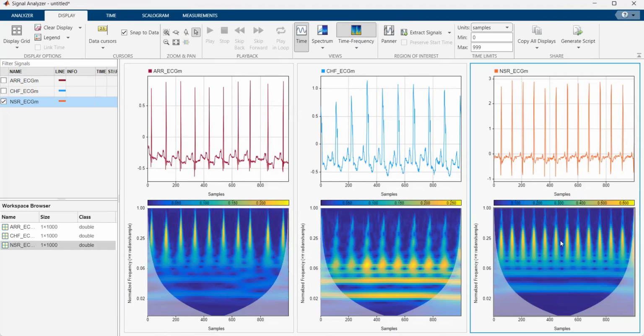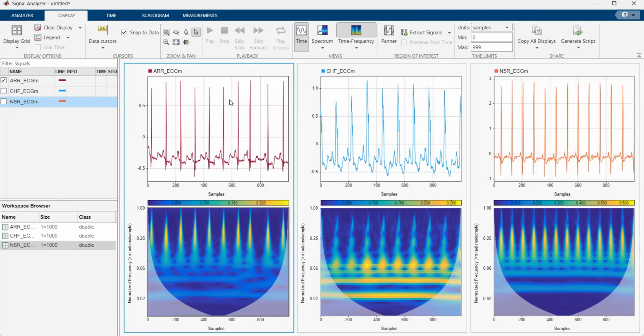So in NSR, we see no abnormality over here. If we look at ARR, the first one on the left-hand side, this is a bit comparable to NSR, but I see that there is some spreading out of this color, which indicates some disturbance in the signal. And if we look at that congestive heart failure signal, this is really, really bad. Now, this is what we wanted to explore.